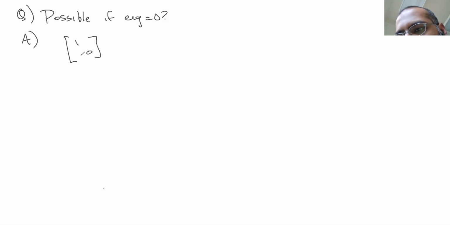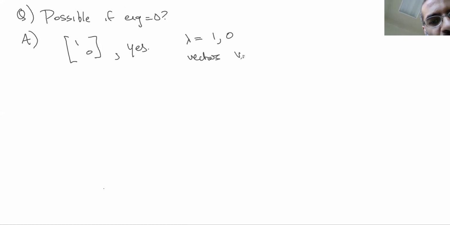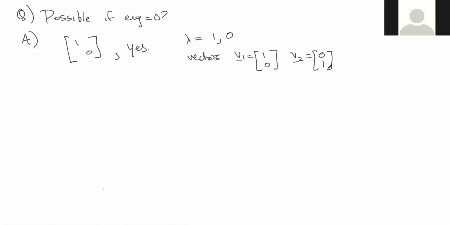Just going off of that, wouldn't that mean that the eigenvectors are linearly dependent though? Your question is, if there's a 0 eigenvalue, wouldn't that make the eigenvectors linearly dependent? Well, let's think about this example. The eigenvalues are 1 and 0. And the eigenvectors, v1 is just this, and v2 is just this. There's no, yeah, the eigenvectors are independent.